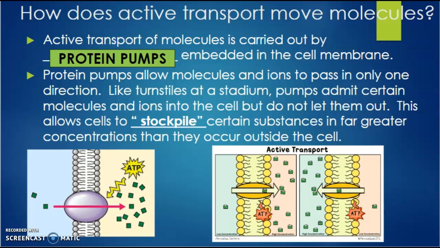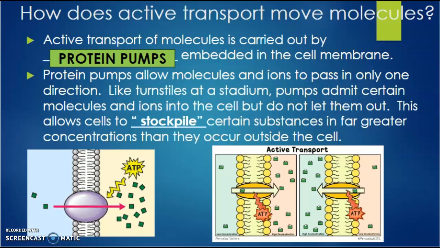Now, active transport most of the time needs to use molecules called protein pumps. A protein pump can move molecules across the membrane. They're going to move these molecules from a low concentration to a high concentration through something called a protein pump. So, like turnstiles at a stadium, it admits certain molecules into the cell. Remember, active transport goes both ways, into the cell and out of the cell.